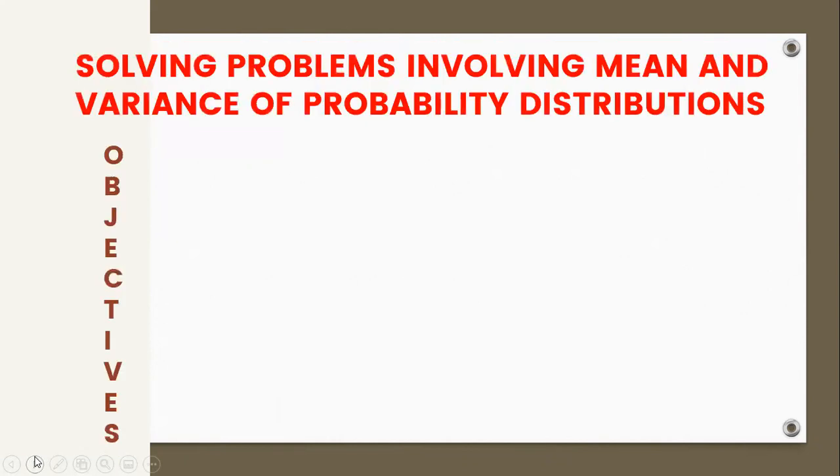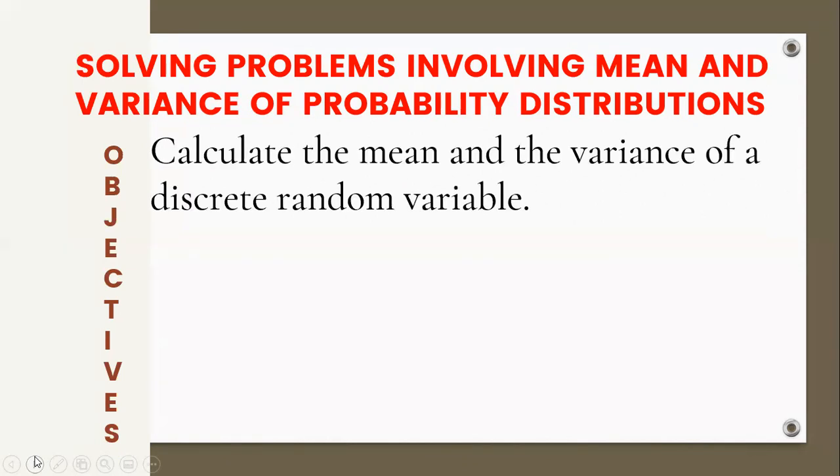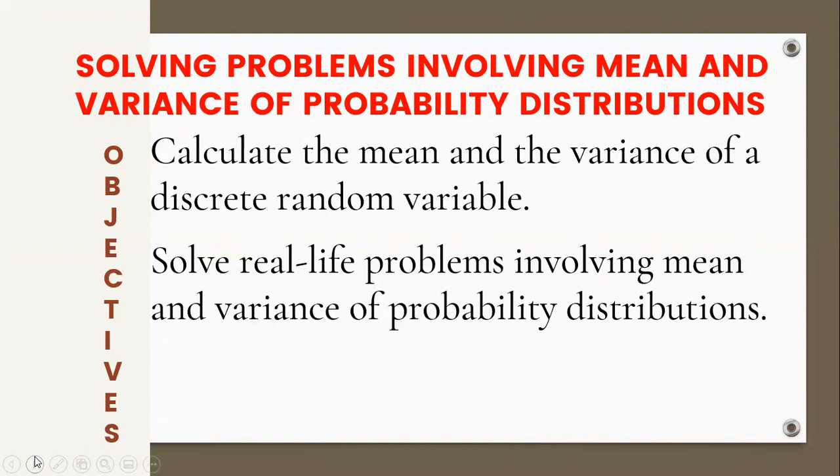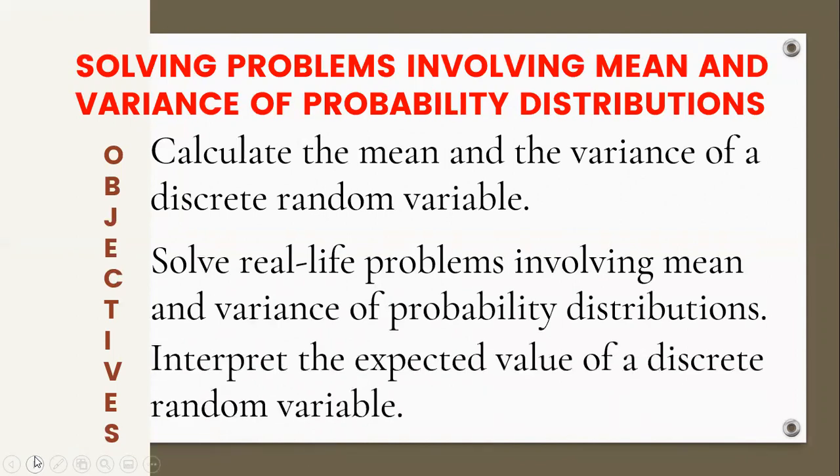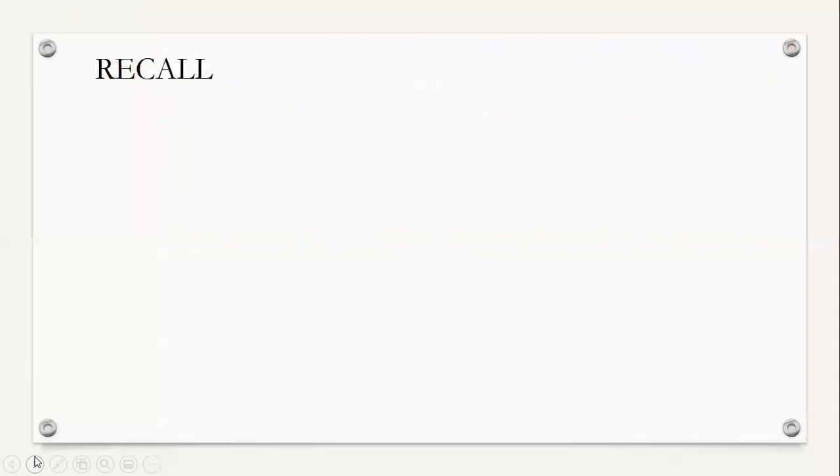For Module 9, of course, we need to solve problems involving mean and variance of probability distributions. These are the objectives. Of course, we need to calculate the mean and the variance of a discrete random variable, solve real-life problems involving mean and variance of probability distributions, and interpret the expected value or the mean value of a discrete random variable.